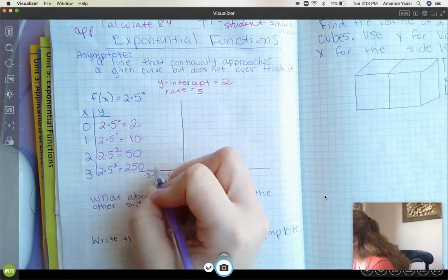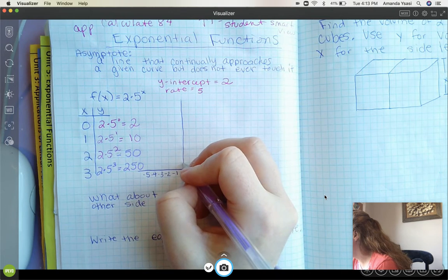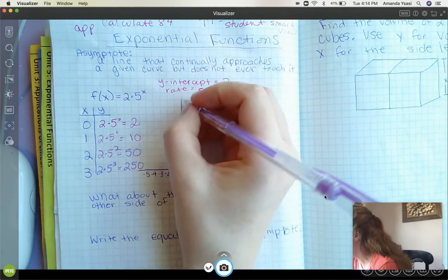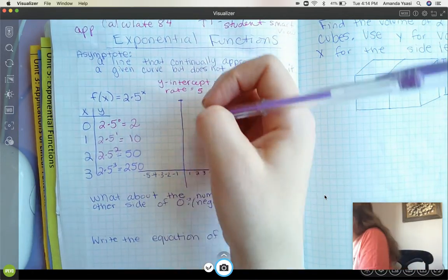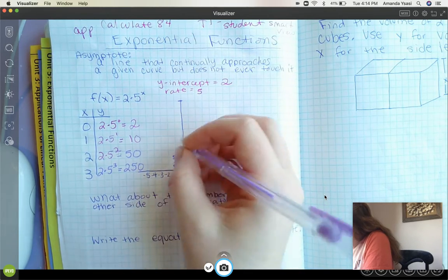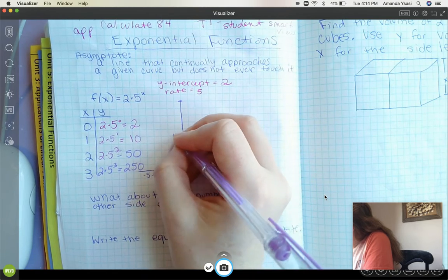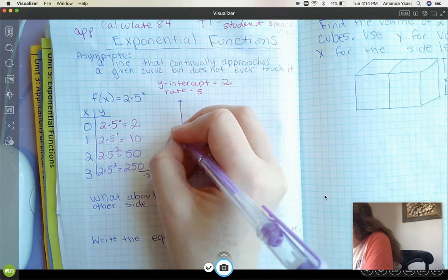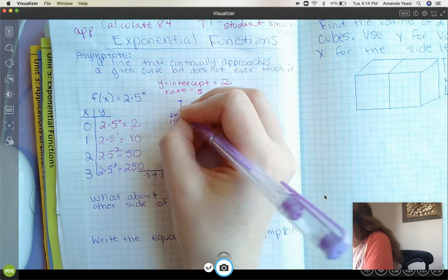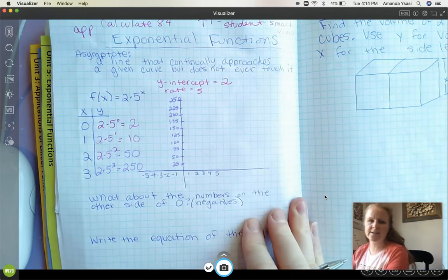I want to go up to 250. Let's see, 1, 2, 3, 4, 5, 6, 7, 8, 9, 10. So if I do that, I can go by 25s. So 25, 50, 75, 100, 125, 150, 175, 200, 225, and 250. You can pause it at any time.